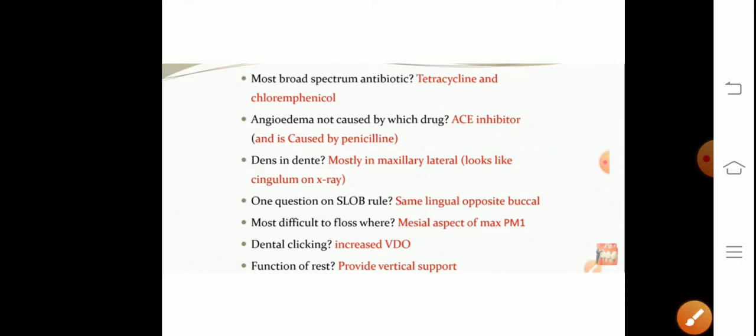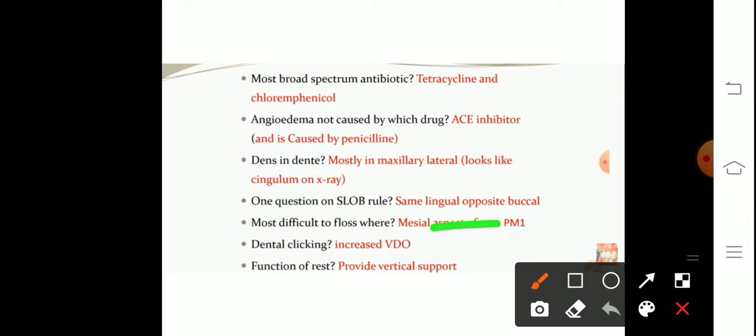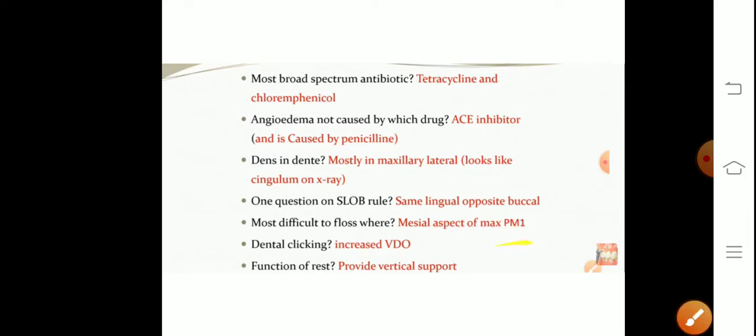Dens invaginatus. Where is dens invaginatus most commonly seen? It is most commonly seen in the lateral incisor. How does it look? It looks like a cingulum on X-ray. One question on the slope rule. What is the slope rule? Same side lingual, opposite side buccal. An image based question or a simple question on the slope rule may arise. Which tooth is most difficult to floss? The mesial aspect of the maxillary first premolar is the most difficult to floss.